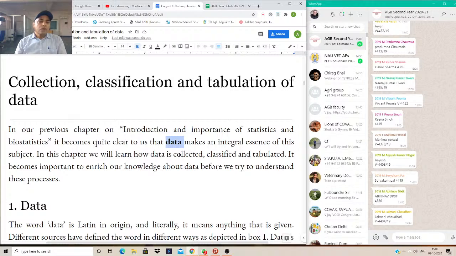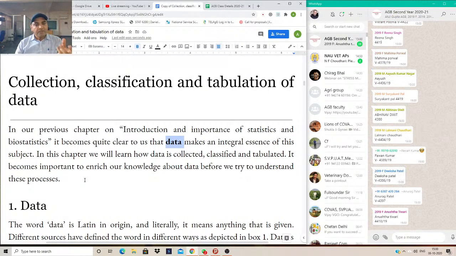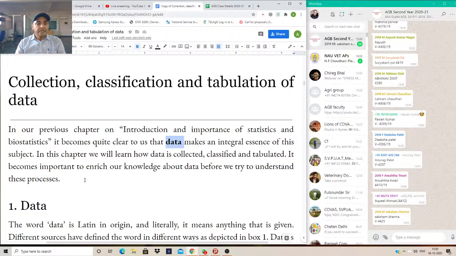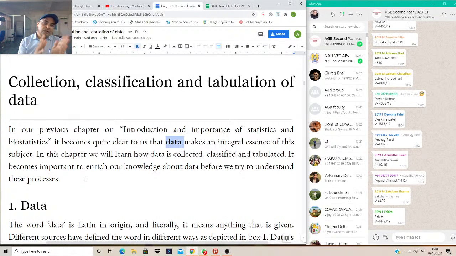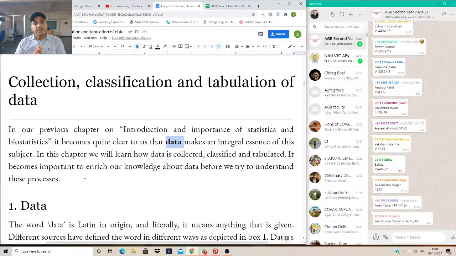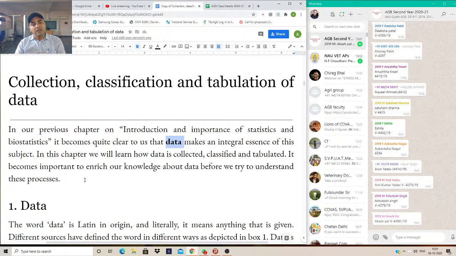Now in this chapter, we will learn how this data is collected, classified, and tabulated. When the data is so important in statistics, it becomes necessary to understand what data is. So before starting the collection, classification, and tabulation of data, we will try to understand what data means and what the different types of data are.